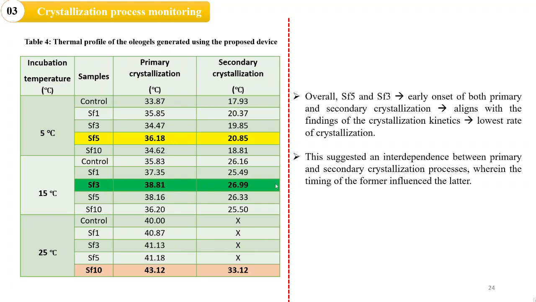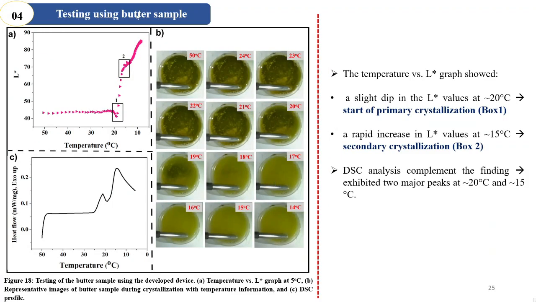From there again we can find out at what temperature the primary crystallization starts and at what temperature the secondary crystallization starts. Next, as I told you, we tested it with a butter sample so that we can be confirmed that the thermal profile, or the data we are getting, can be generalized across a number of samples. For that reason we took the butter sample. If you look over here, we are having box 1 and box 2. Correspondingly, in the DSC curve we are having two peaks, endothermic and exothermic peaks. These are the images at different temperatures, showing how the sample looks during the crystallization process.